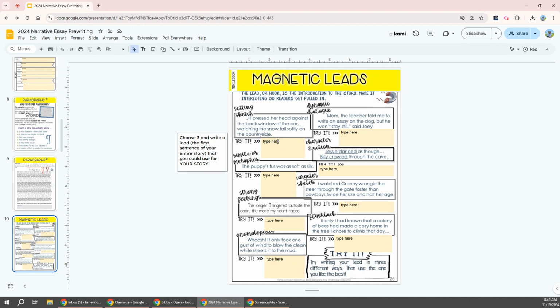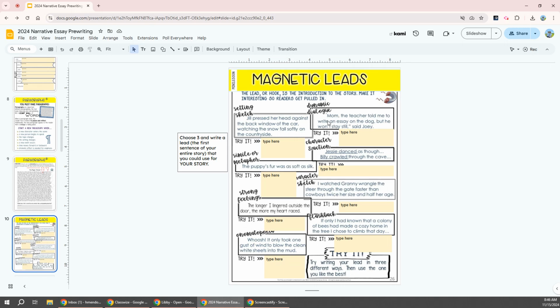They're just trying to give the reader a picture of what the setting is like. And then in this box, if this is one of the ones that you choose, then you can go ahead and type in an example that you could use in your story. We have dynamic dialogue, and remember, dialogue is when people are talking to each other.